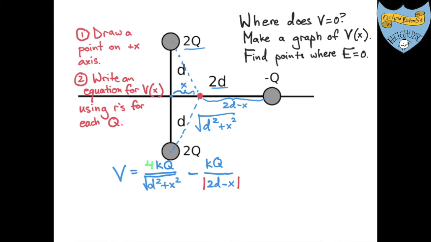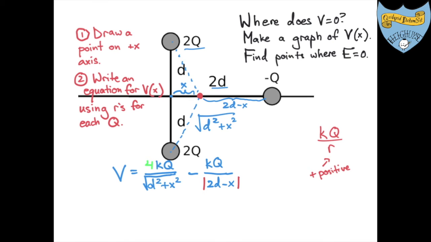You need to have an absolute value on the denominator. The reason you need an absolute value on the denominator is, all right, it's kq over r. R is the distance from the point charge. Distance, if you recall, cannot be negative. It's always positive. A distance literally can't be negative.